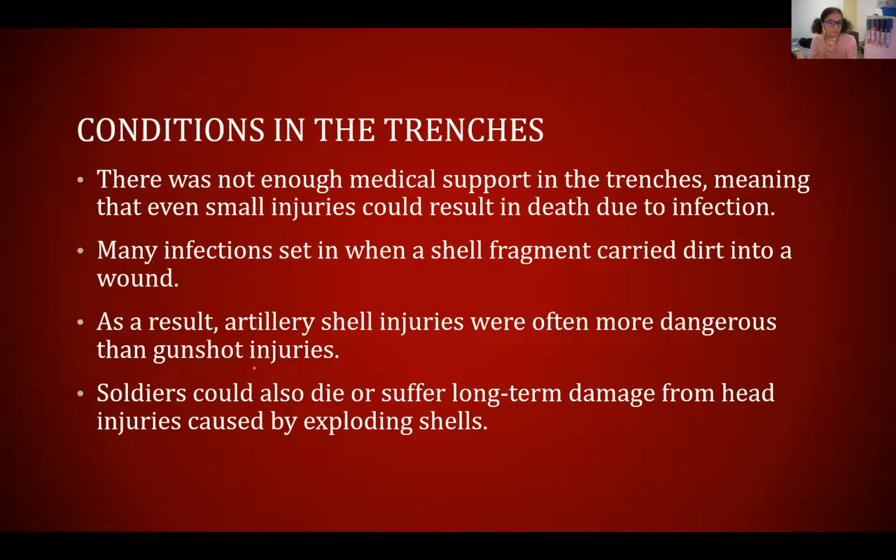And if any of you have ever watched Iron Man, the first one, you'll see what happened when Iron Man was next to that bomb and the bomb exploded and the fragments of the bomb got into Iron Man. So that happened to many, many people. The bomb would explode, but the bomb wouldn't really hurt them in the explosion. It's the little fragments and the little shells that get lodged in and then it gets infected and the people get sick and die. And it was, in that case, more dangerous than just being shot straight up. Soldiers could also die or suffer long-term damage from head injuries caused by exploding shots.